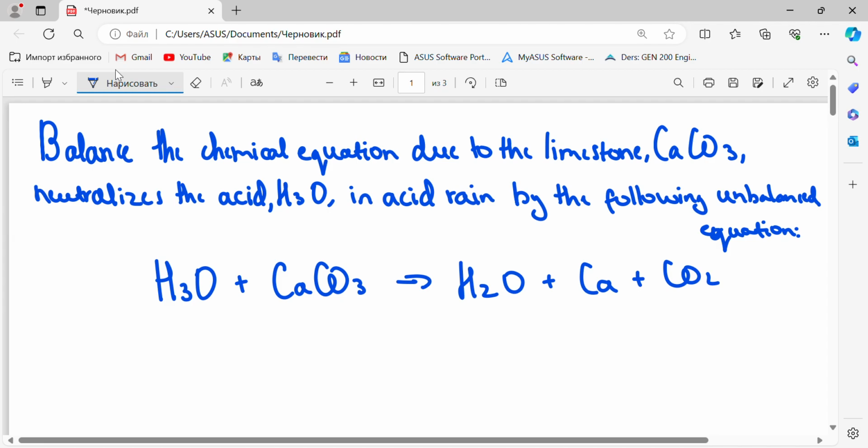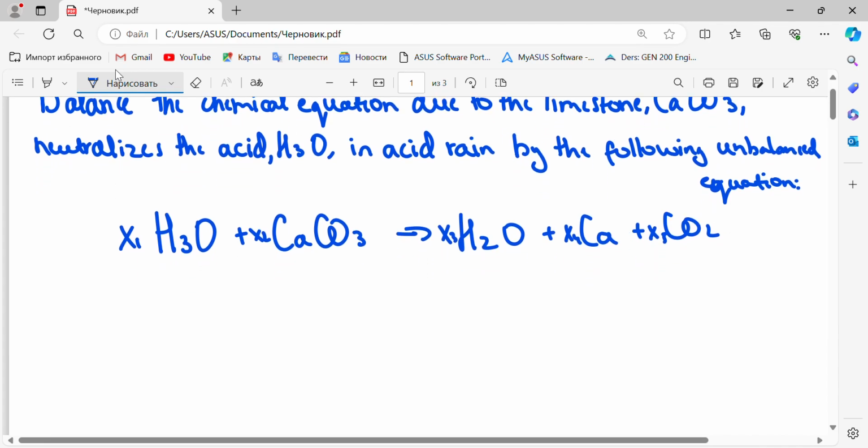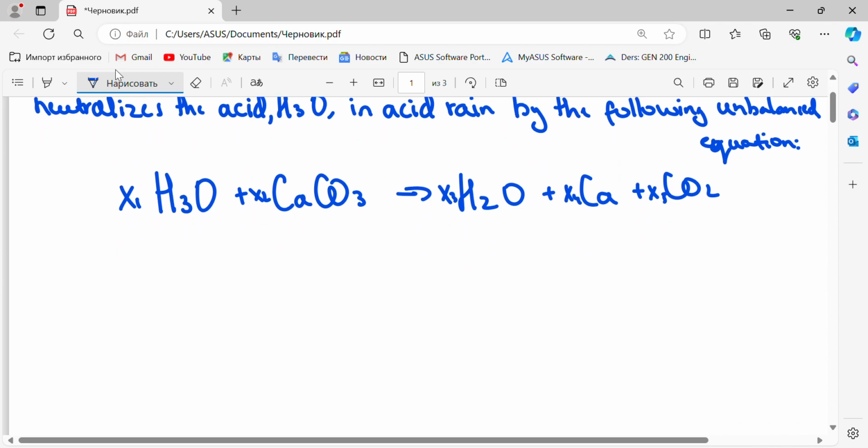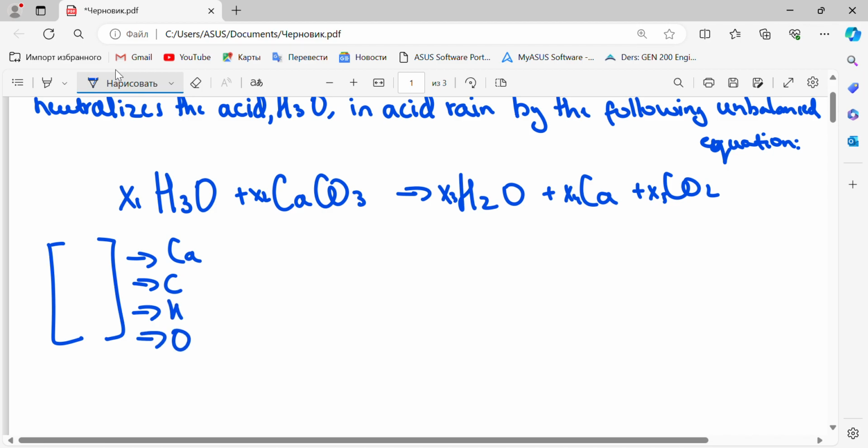Let's assume that we can write the coefficients as variables x1, x2, x3, x4, and x5. But we have chemical elements: calcium, helium, carbon, and oxygen. So we have to use a matrix, and inside the matrix we are going to have components using the chemical elements. For example, let's start with calcium. Second component is going to be carbon. Next one, helium, and the next one is oxygen.